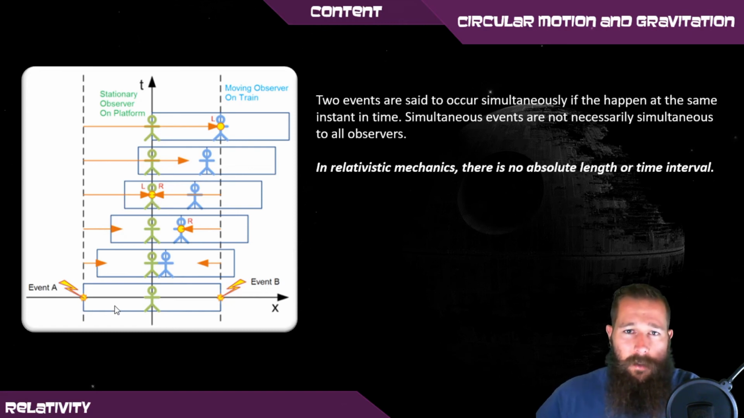Now for the blue observer, although they also start in the middle of the carriage, they are actually on the carriage. You can see when the events occur, the observer sees event B occurring first because that orange arrow meets them first. And then sometime later, the orange arrow from event A meets them. So for the blue observer, the events didn't happen at the same time.